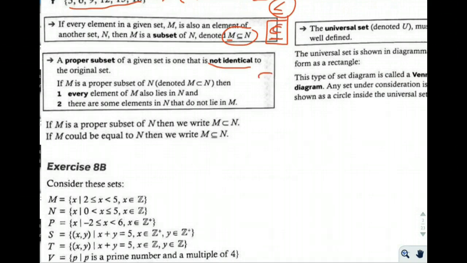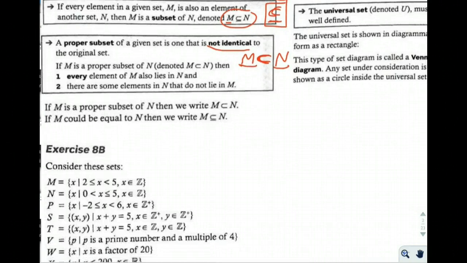A proper subset is definitely smaller than the other one. Okay, so it means that everything from M is inside N, but there is some element of N that is not in M. So M is missing some elements relative to N. So for example, if M has a, b, and c, then N would have a, b, and c, plus it would also have d, right? And it would have to because there's no horizontal line there, which would indicate that they could be equal.